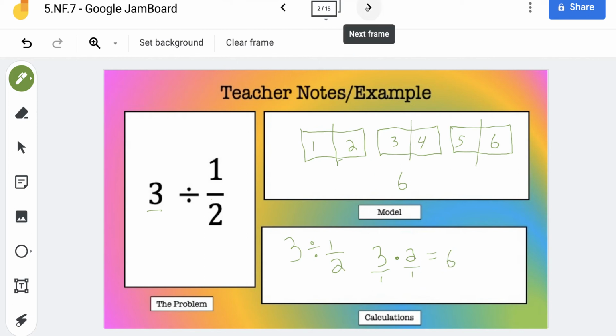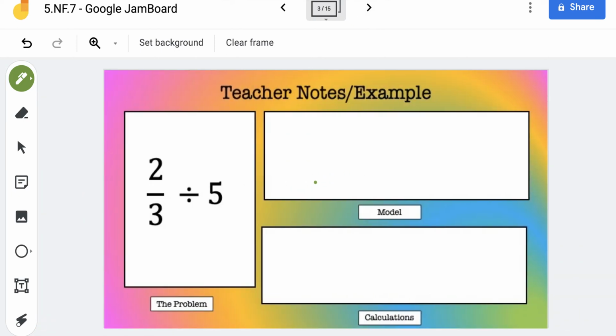Okay. Let's do one more. Let's go on to the next slide. All right. This time we're going to divide 2/3 divided by 5. This is going to be a little bit different. Okay. So we're going to end up with a smaller answer.